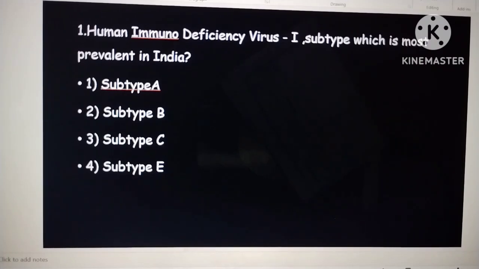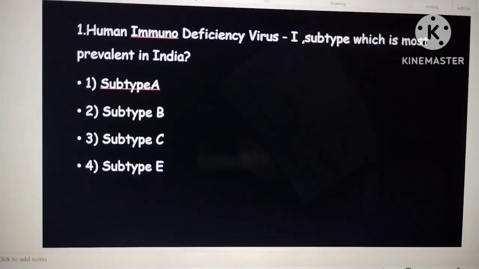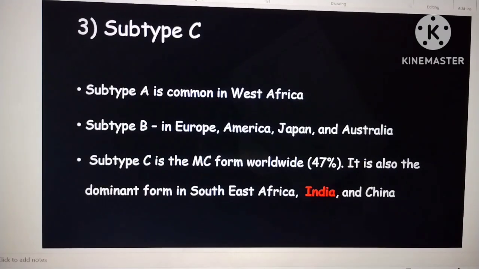So the first question is: which HIV-1 subtype is most common in India? The options given are subtypes A, B, C and E. Always remember, in India and worldwide, type C is the most common. Type A is most common in West Africa, whereas type B is common in Europe, America, Japan and Australia. So you can remember C is most common in India.